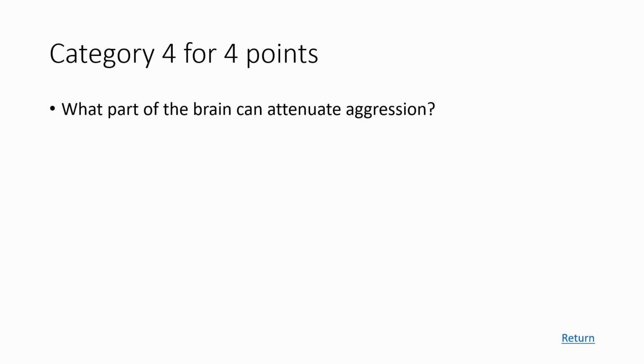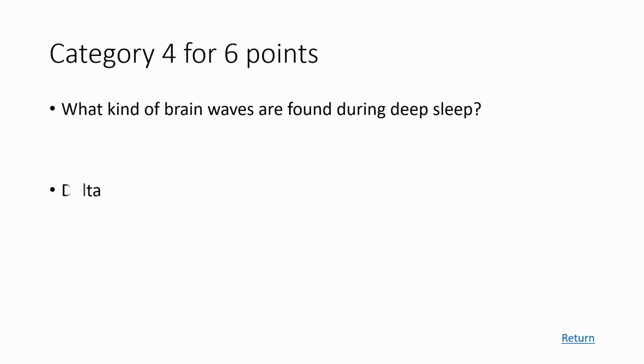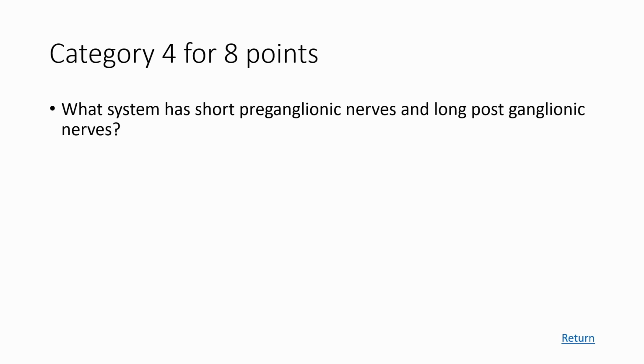What part of the brain can attenuate aggression? Frontal lobe attenuates. Remember, you can do something dangerous if you want, but your frontal lobe is going to tell you not to do it. So it attenuates that aggression. What kind of brain waves are found during deep sleep? These are your delta waves.